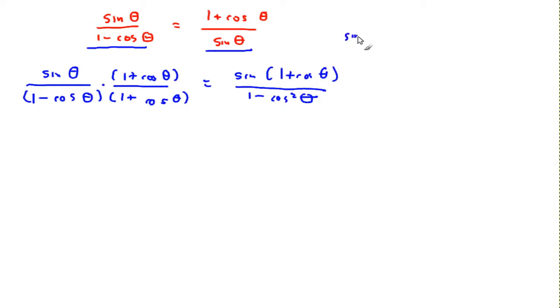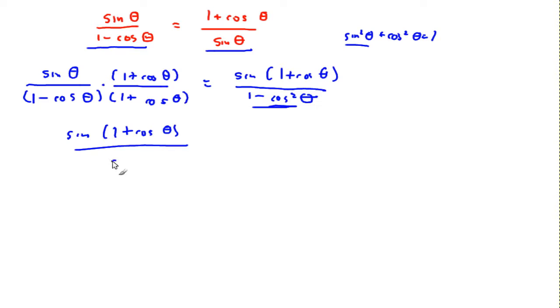And if we recall our identity of sine squared theta plus cos squared theta is equal to 1, we know that 1 minus cos squared is going to be equal to sine squared. So we'll rewrite that again by replacing this as sine squared. So it'll be sine bracket 1 plus cos of theta over sine squared of theta. So it's going to cancel out the sine and the squared value. And what we get is 1 plus cos of theta over sine of theta, which is exactly equal to our right side. Therefore, we prove that the left side is equal to the right side.